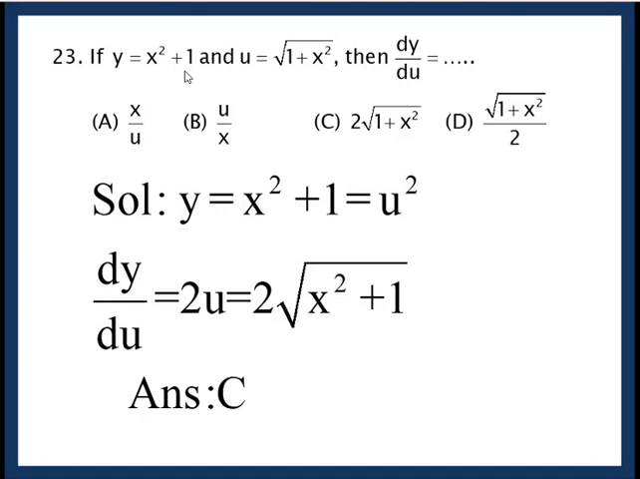Y equal to x square plus 1 and u equal to root 1 plus x square, then dy du. Again, I am surprised that in many digests or even some books, they have taken at least 10 to 11 steps to solve this. This is not at all required. See, y is x square plus 1, but u is root 1 plus x square. So what is y? It is u square. So what is dy du? It is simply 2u. But what is u? Root 1 plus x square. So dy du is nothing but 2 root of x square plus 1. So the correct option is C, Calcutta.